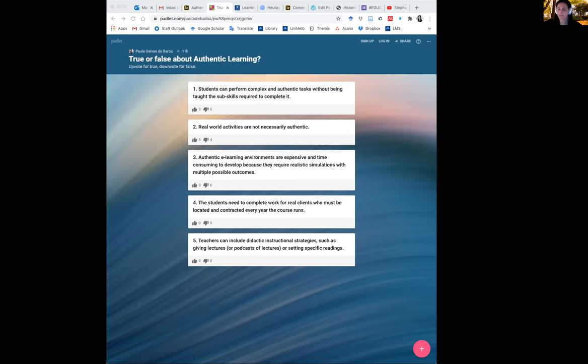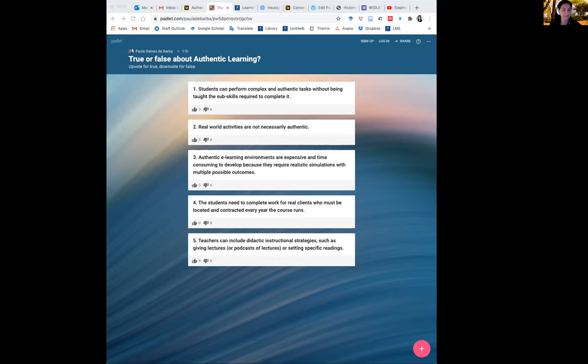authentic e-learning environments are expensive and time consuming to develop because they require realistic simulations with multiple possible outcomes. And this is false. Most of the examples I've encountered when thinking about authentic learning and getting prepared for this presentation, the first thing that pops into my mind is virtual simulations or field trips or medical learning. But as we're seeing in the current subject, and there are many other examples once you start digging into this literature, you can have authentic e-learning environments with very inexpensive tools, as long as you have cognitive fidelity. I think that was the main thing that I've seen.